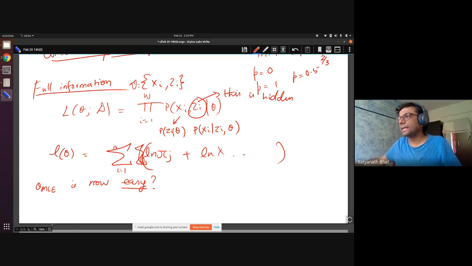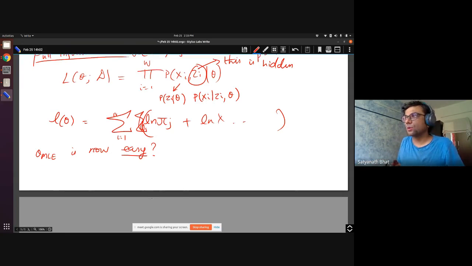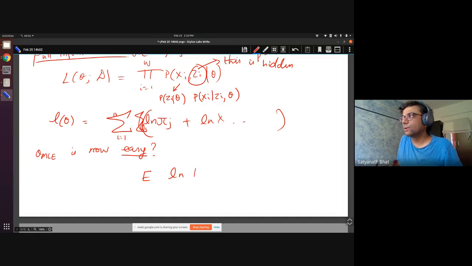So what we do is we take an expectation. Since we don't know what is Zi, I will take an expectation of the log joint likelihood like this. And what is the thing that is unknown? I don't know what is Z. So I will assume that Z has a distribution which is given by Q star of Z. So I will do this.